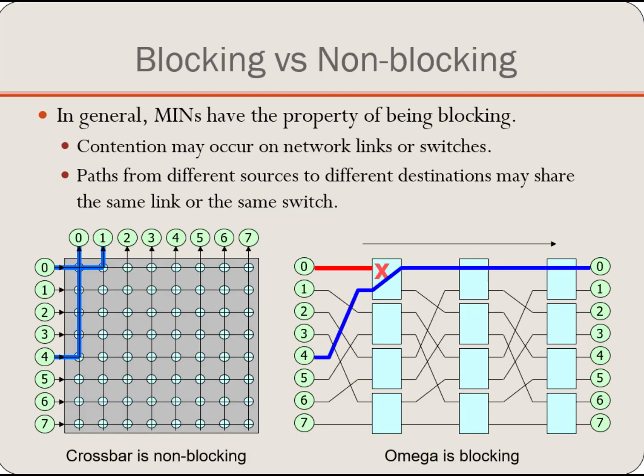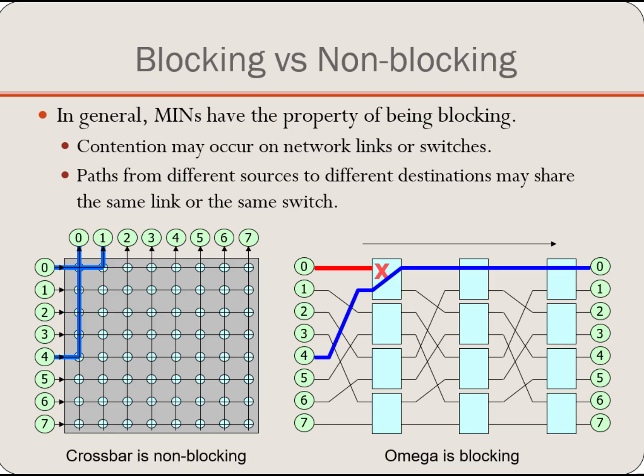In Omega, for example, if node 0 tries to send a message to node 1, then it should go through some stages. Let me see. 0, 0, 1. This one is a 3-stage network, 0, 0, 1. What's 1? 0, go up, and then 1. Okay, so go down, something like this.